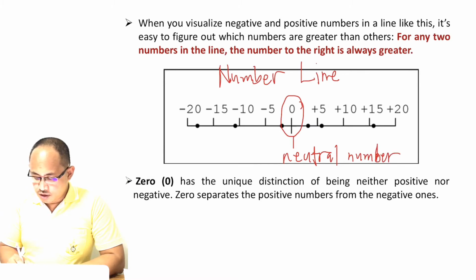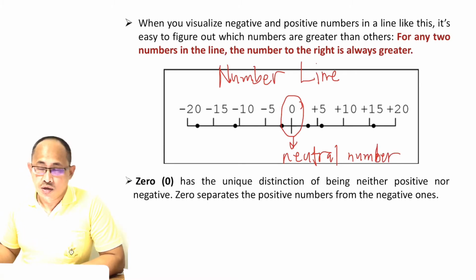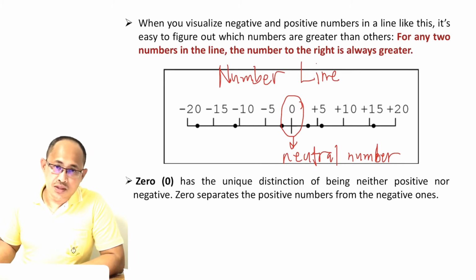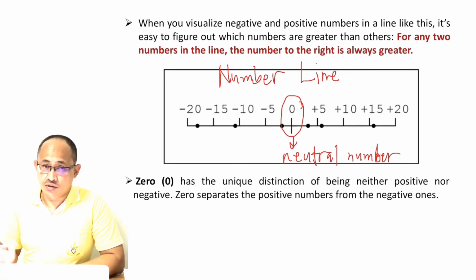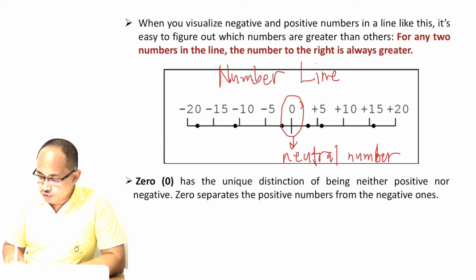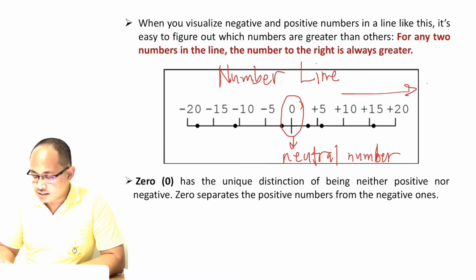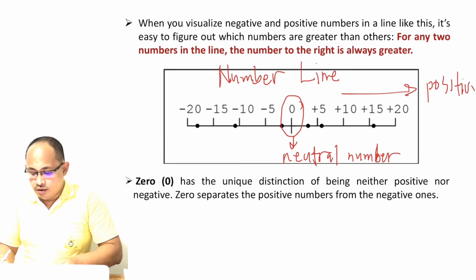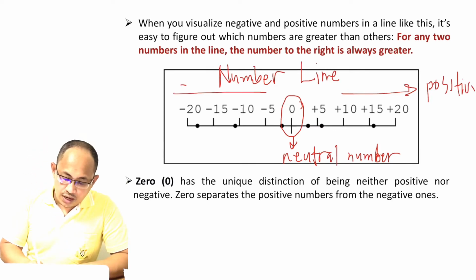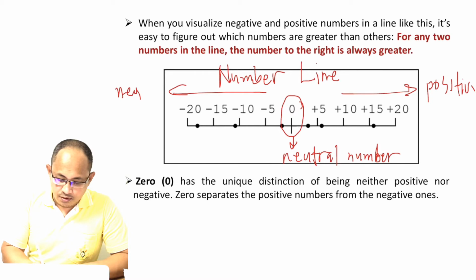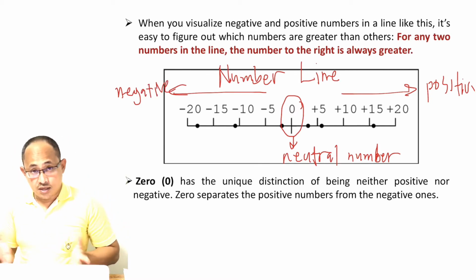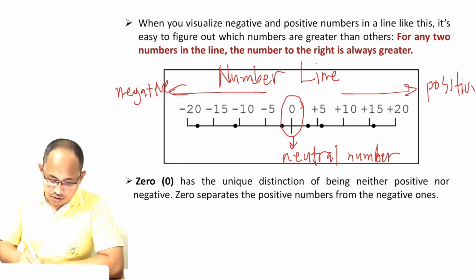Alright? Zero here is considered to be a neutral number. It's not positive, and it's not negative, but it is in between those two kinds of integers. Now, if you move numbers to the right, it becomes positive. When you move numbers to the left, it becomes negative. In between is a neutral number, which is 0.